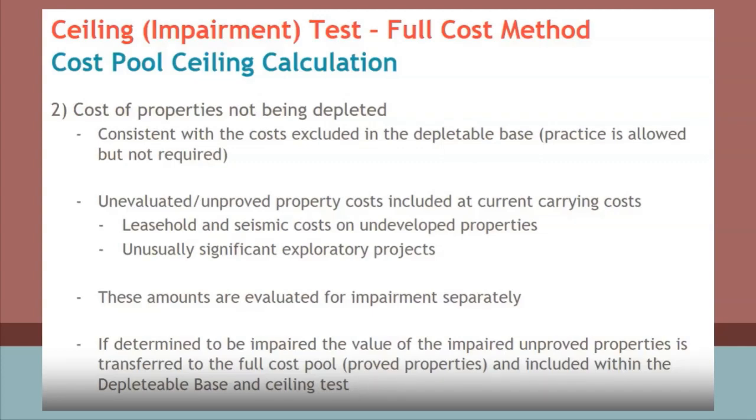But if there happens to be impairment, like if you evaluate them separately and it is impaired, then a special situation happens where the value of the impaired unproved property is transferred to the full cost pool, i.e. transferred to the proved property classification and included within the depletable base and ceiling tests. That can be very confusing. I get it. We don't have time to go into it right now, but it's a thing. Keep it in mind and come back to your slides if that is a situation for you where your unproved properties have been impaired.